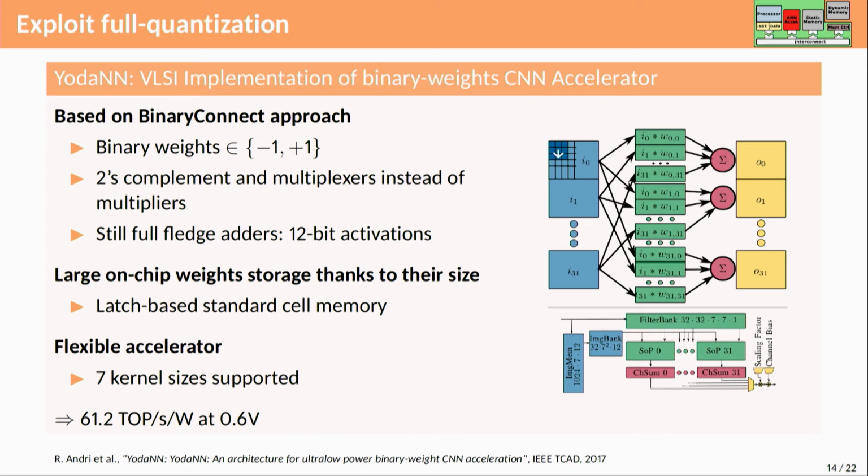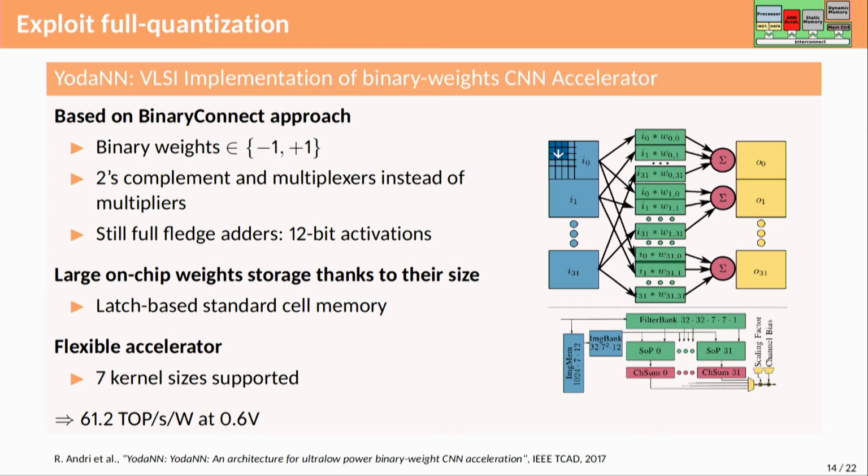Also, there is a large on-chip memory, which is based on latches. So it's quite easy to implement in terms of VLSI integration, but it's not so cheap in terms of circuit area. Anyway, they have a flexible accelerator, and an important metric in looking at what an accelerator can do is the number of tera operations per second per watt, and they reach above 60 tera operations per second per watt. And please note that here the T is tera binary operations, so it's not typically floating point.